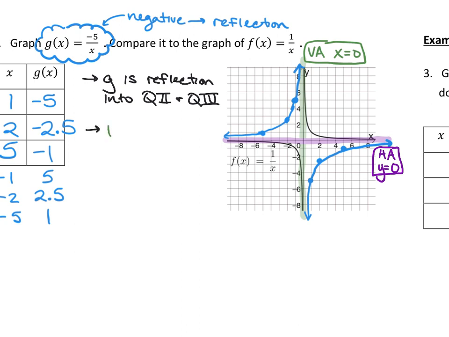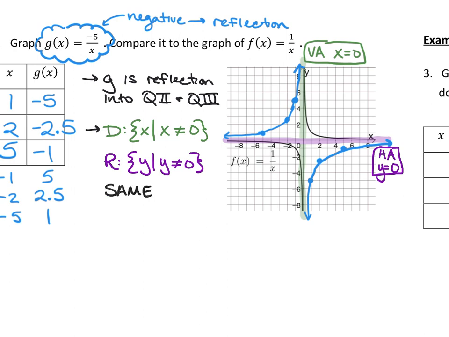The second conclusion we're going to draw is about the domain. The domain, when I'm writing it, is going to be the squiggly bracket x such that x is not equal to 0. That's coming from my green vertical asymptote line. My range is y such that y is not equal to 0. Again, coming from my purple horizontal asymptote line. So the conclusion we draw is they still have the same domain and range, even though I flipped it, which is pretty cool.